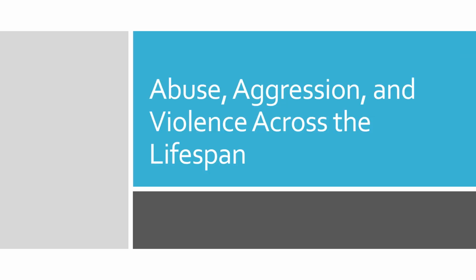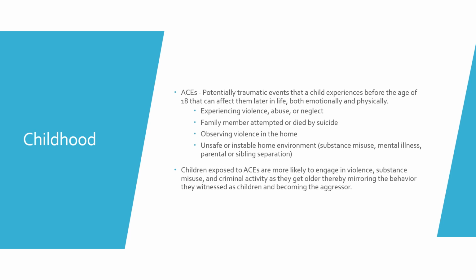So let's look at abuse, aggression, and violence across the lifespan. And the first one we can look at, obviously, is our childhood. ACEs, which are adverse childhood experiences, are potentially traumatic events that a child experiences before the age of 18 that can really affect them later in life, both emotionally and physically. So they may experience violence, abuse, and neglect. They may see a family member attempt or die by suicide. They may observe violence in the home, or maybe they live in an unsafe or unstable home environment.